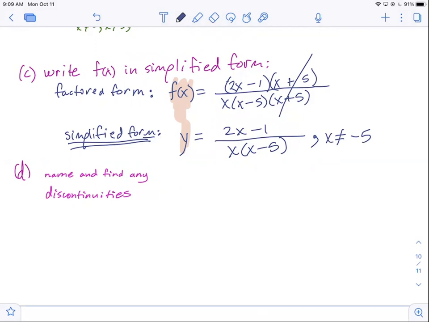Non-removable infinite discontinuities, or VAs, vertical asymptotes. Feel free to call them VAs, right? So in a complete sentence, f of x has VAs at x equals 0 and x equals 5. You do want to list them separately. Don't put 0, 5, because now we're not just listing x values, we're listing two separate equations. x equals 0 is the vertical line, not just that x location. It's the entire vertical line.